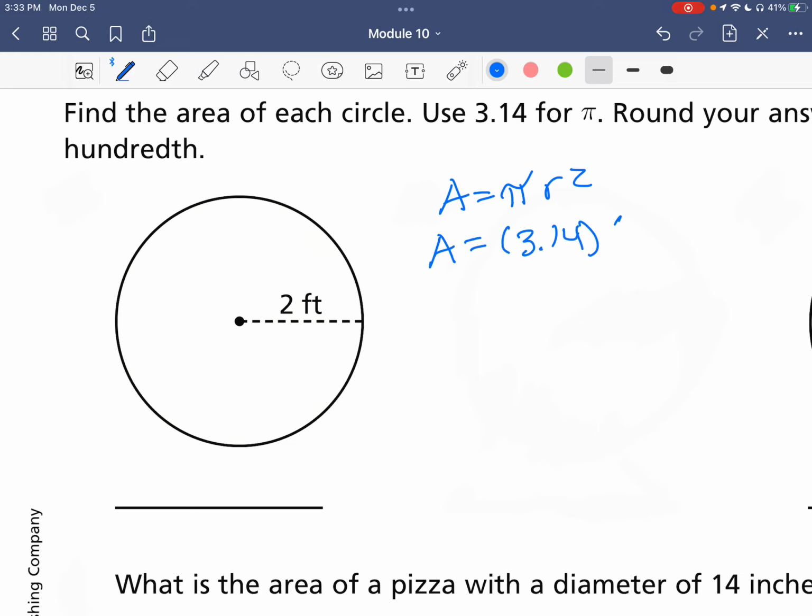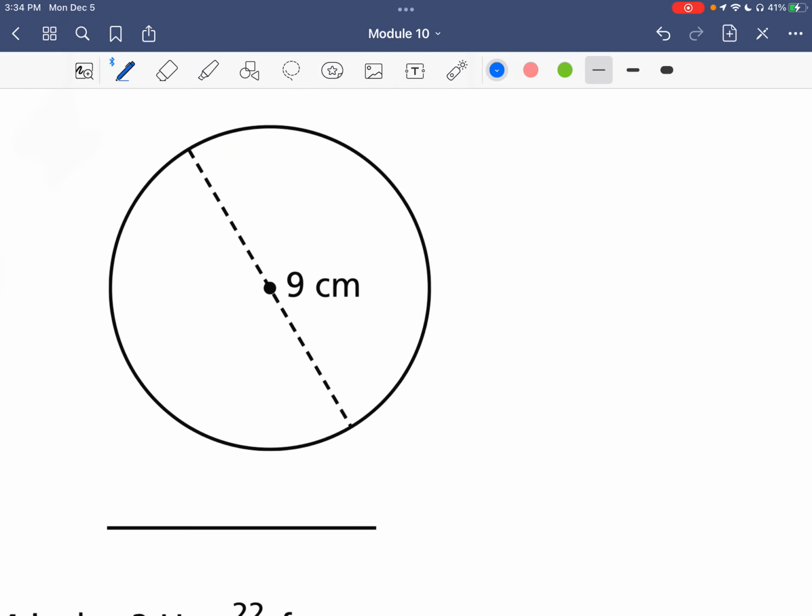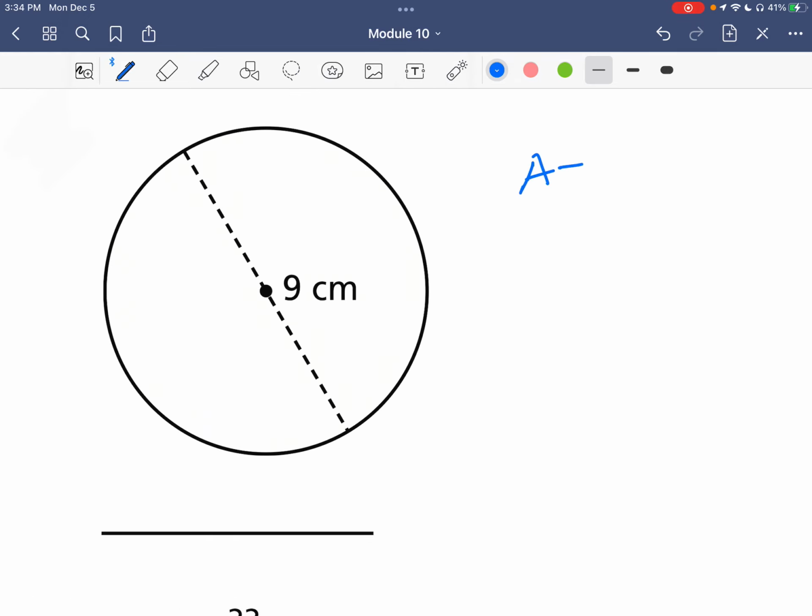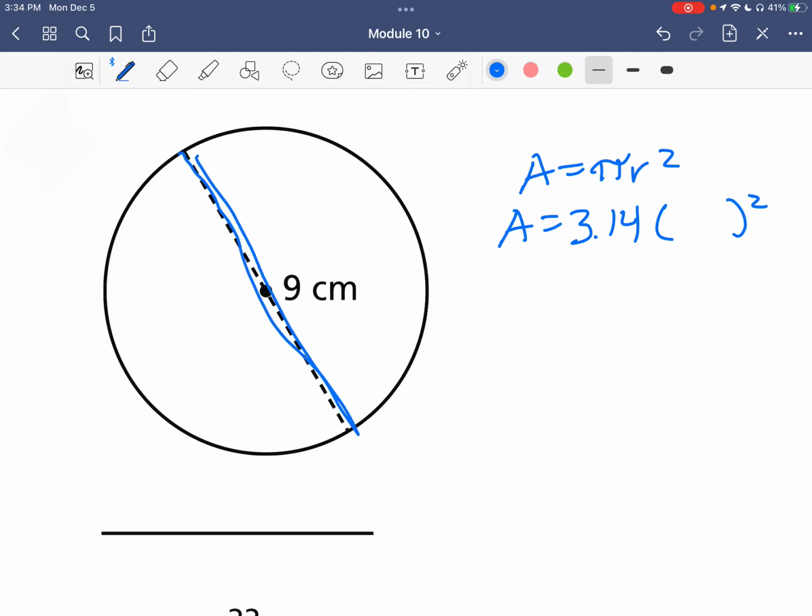All right, now we're given a diameter. So we always start with A equals pi r squared. Write out that formula every single time. It will help you memorize it. And we're going to use 3.14 for pi. And then what is our radius? Because our diameter all the way across is 9, but we only want half of that. So we need to divide by 2. And we'll get 4.5 as our radius.